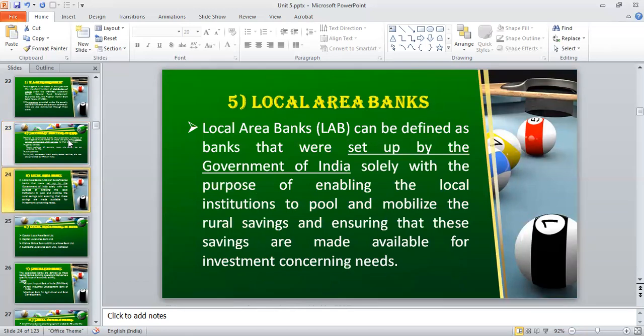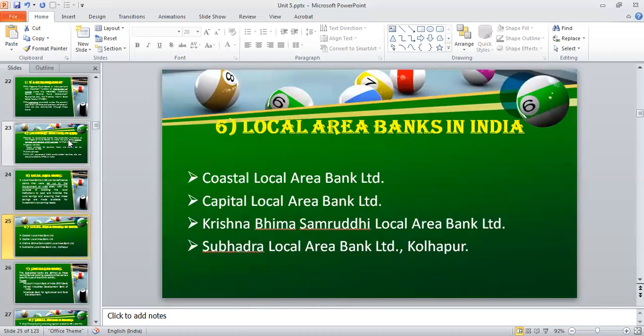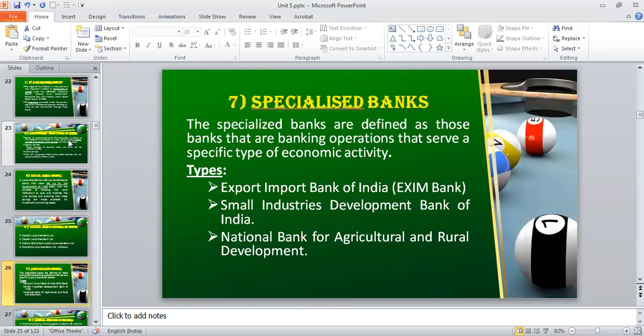Then the next bank is local area bank. These banks are normally set up by the Government of India with the purpose of enabling the local institutions to pool as well as mobilize the rural savings and ensuring that these savings are made available for investment needs. Then the sixth type of bank is local area bank in India. So the first one is the Coastal Local Area Bank Limited. Second one is Capital Local Area Bank Limited. Third one, Krishna Bima Samruddhi Local Area Bank Limited. Then the last one is Subhadra Local Area Bank Limited.